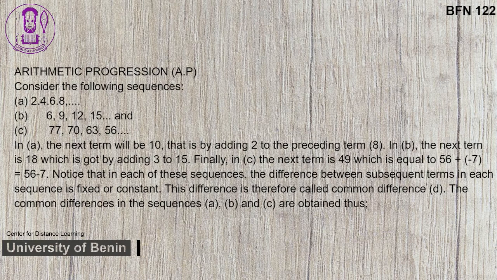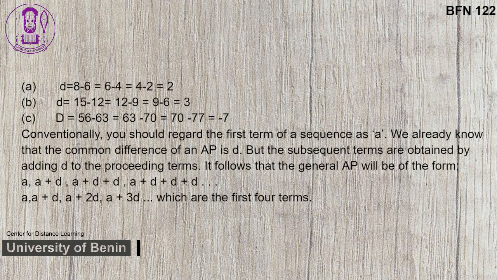Notice that in each of these sequences, the difference between subsequent terms is fixed or constant. This difference is therefore called the common difference, D. The common differences in the sequences A, B, and C are obtained thus. A, D equals 8 - 6 equals 6 - 4 equals 4 - 2 equals 2. B, D equals 15 - 12 equals 12 - 9 equals 9 - 6 equals 3. C, D equals 56 - 63 equals 63 - 70 equals 70 - 77 equals -7.